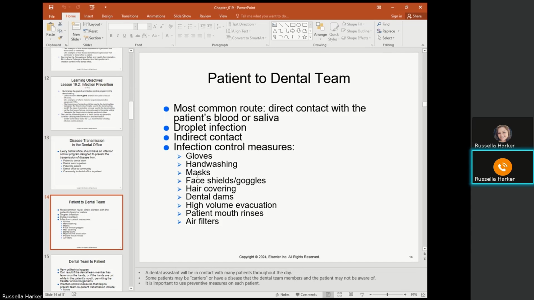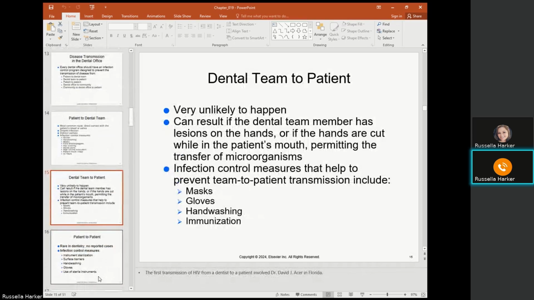Using patient mouth rinses helps to cut down on bacteria that's in the mouth. Having a patient use a pre-rinse or even a post-rinse will help to remove bacteria in their mouth, but having them use the pre-rinse will help to reduce the amount of bacteria in the air. And then there are air filters that can be used in the office. The air filters, that's going to be up to your provider, what is in the office, but air filters can help to remove and reduce bacteria. So dental team to patient, that's very unlikely to happen.